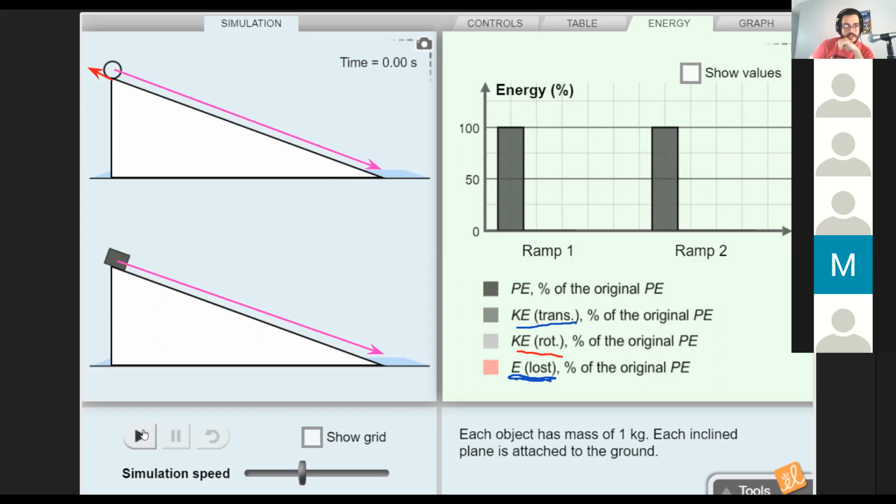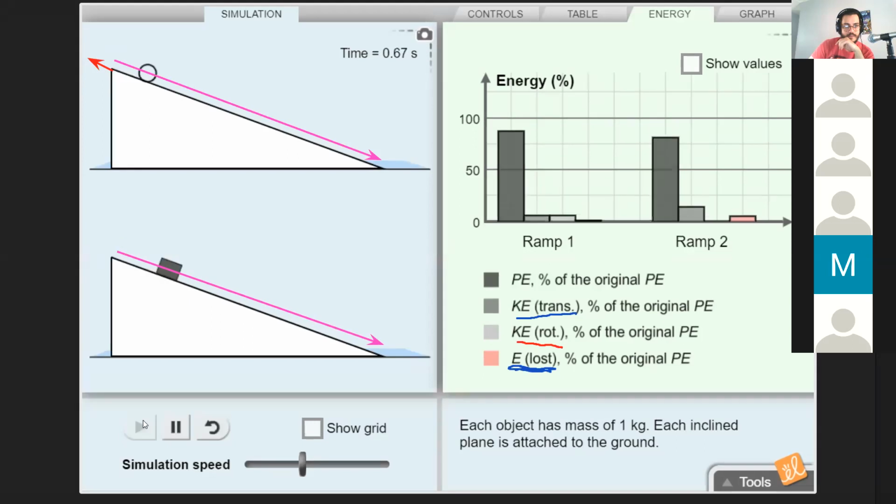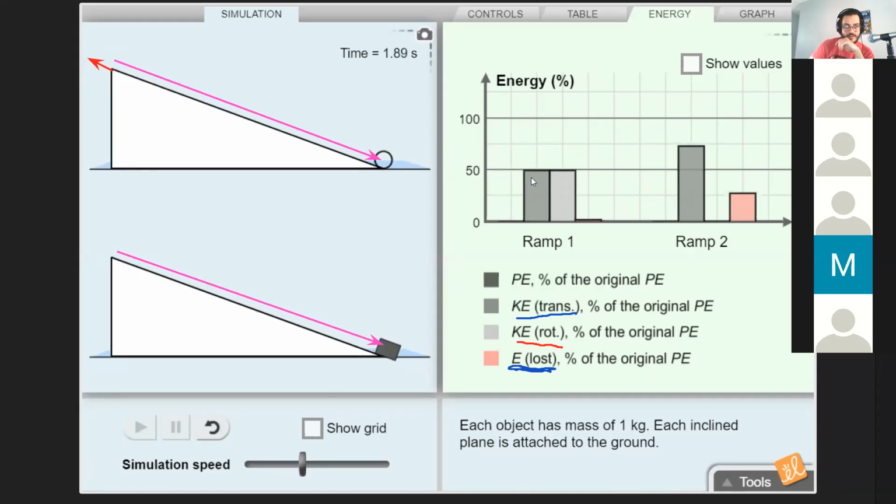So when we hit play again, did you see that growth? This one did have more friction. The box or block did have more friction, so it lost more energy due to heat. In fact, it had 10 times as much friction, so we had 10 times as much energy lost to heat. Makes sense.